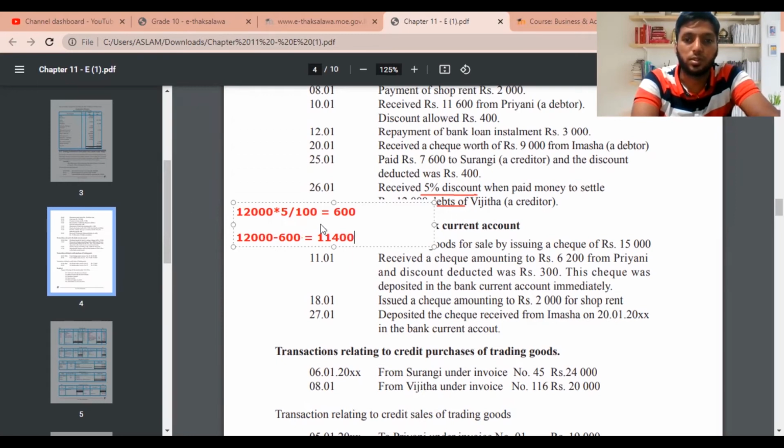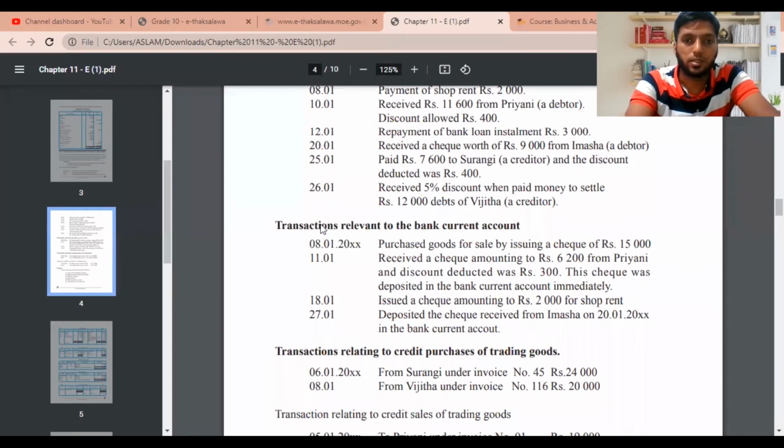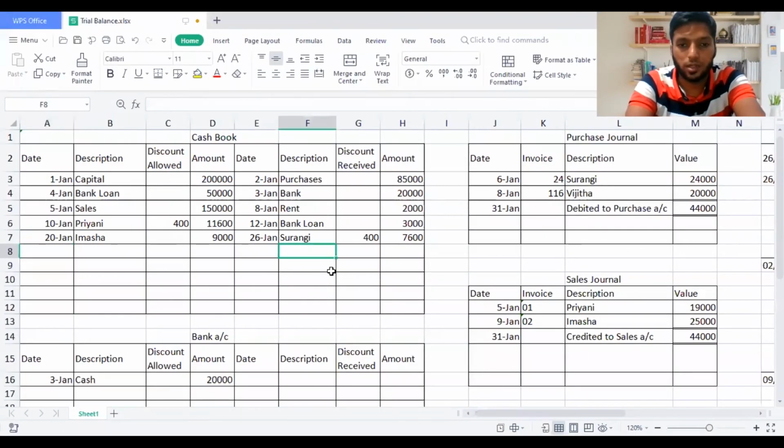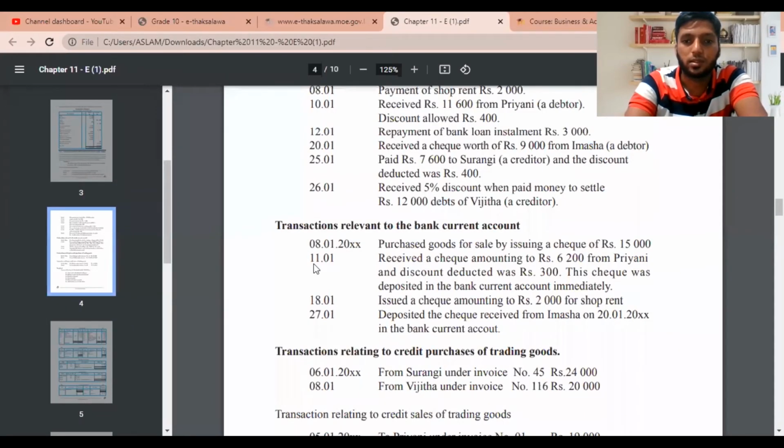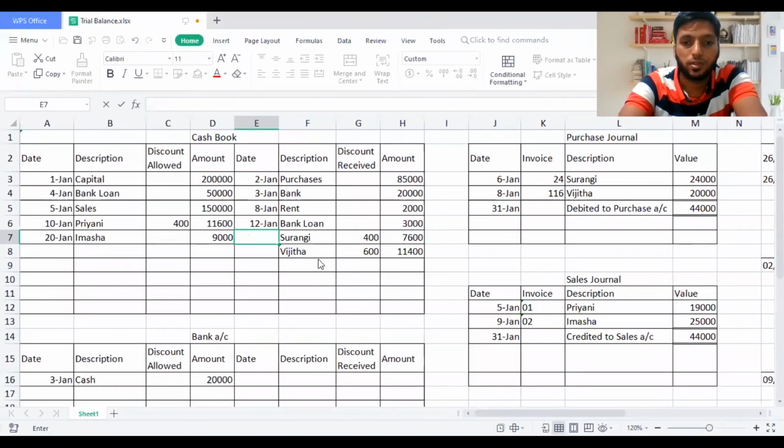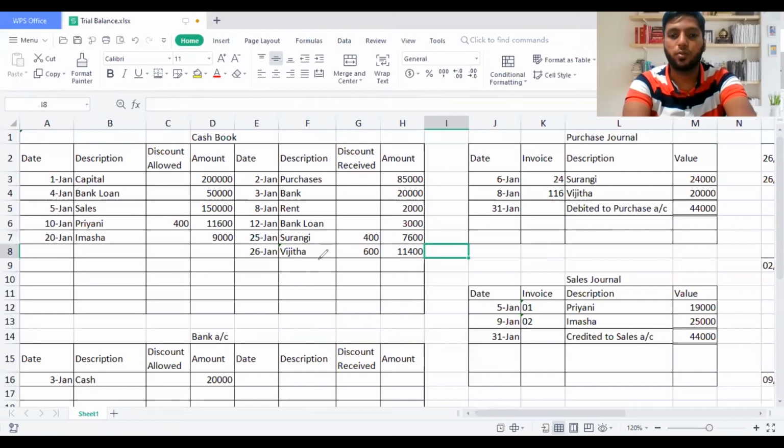So I'm moving on to the adjustment. Vijita, how much am I going to pay? 11,400. I'm getting a discount of 600. I'm paying 11,400. Then I'll write the date. What is the date this adjustment is happening? It's on 26th. So I think I had recorded the dates wrong. It should be 25th for Surangi's recording, and then 26th is Vijita's recording. So I'll move on to Vijita's account and record this.